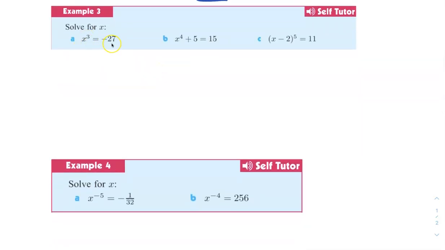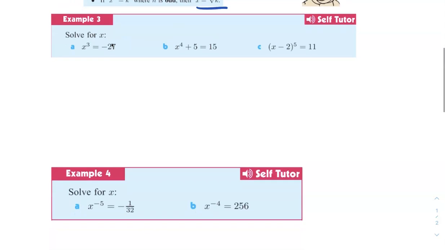So x cubed equals negative 27. It's x cubed, so we're going to take the cube root of both sides. All these cancel out. You get x equals the cube root of negative 27, which is negative 3. Remember, for odd roots, just take the cube root of it and keep the sign.